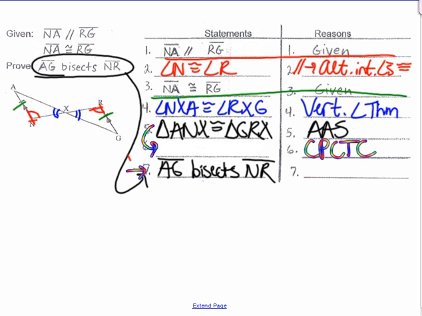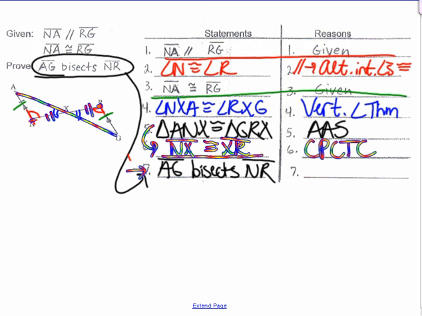So I need to pick the right side or angle to say is congruent here. So this part 7 is true. If AG bisects NR, these two sides should be congruent. So this is what I'm going to do. I need to pick out of all the other remaining sides and angles, I'm going to say NX specifically is congruent to XR by CPCTC.